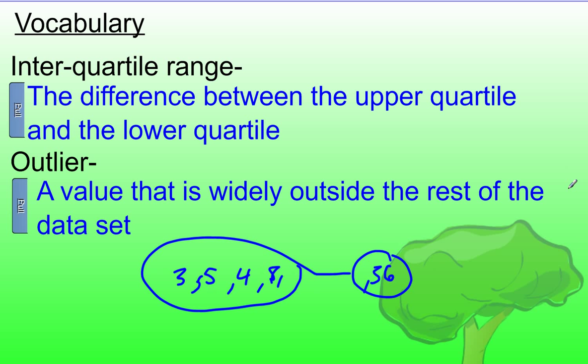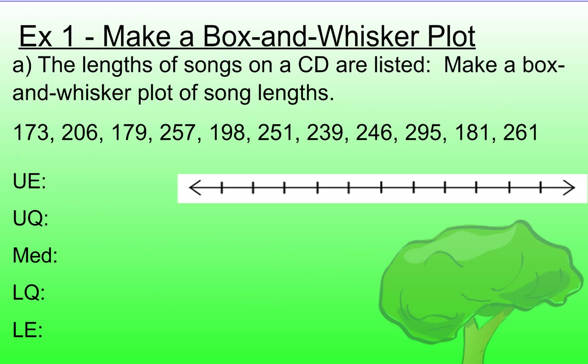So let's get into making a box-and-whisker plot. Now, learning to make the box-and-whisker plot will help you understand it as well. So first off, it says here the lengths of songs on a CD are listed. Make a box-and-whisker plot of the song length. So I assume that is song lengths in seconds.